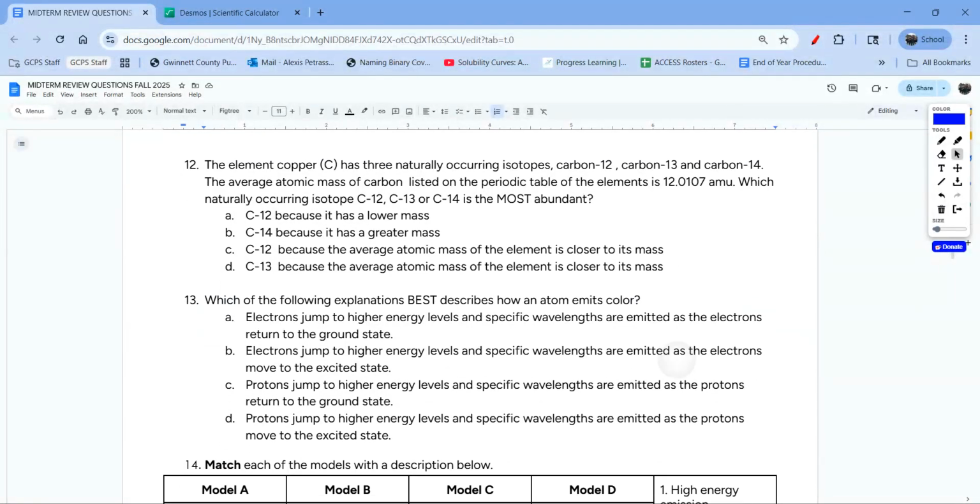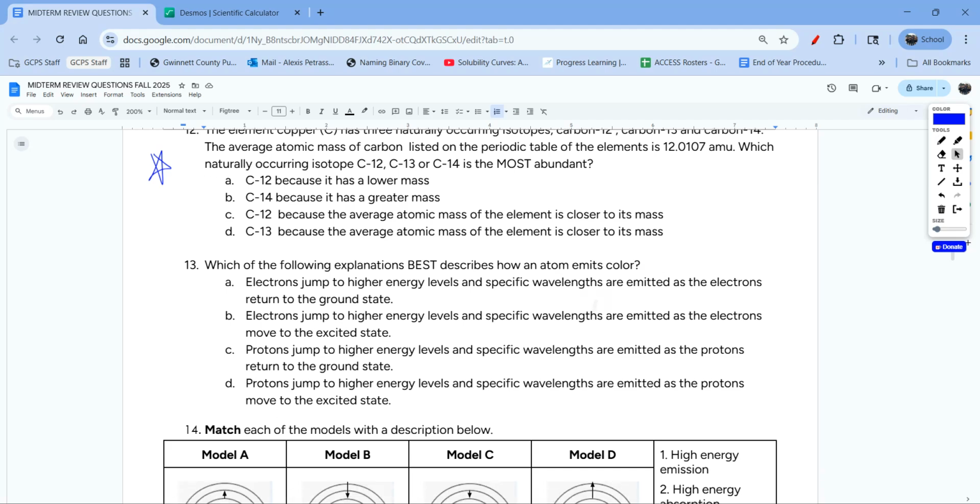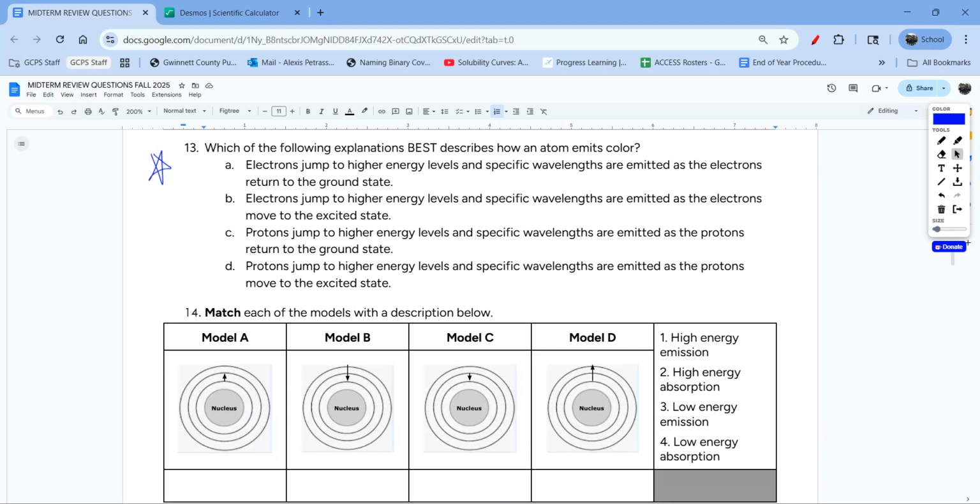Okay, so this is another percent abundance one, but again, you don't have to do the math for it. Please give 12 a try. And if you don't know how to do it, you need to find someone who does. Which of the following explanations best describes how an atom emits color? Guys, that was our whole flame test lab we did, and I know you guys at least got to do that, and if you didn't, hopefully you did the Google form with the videos.